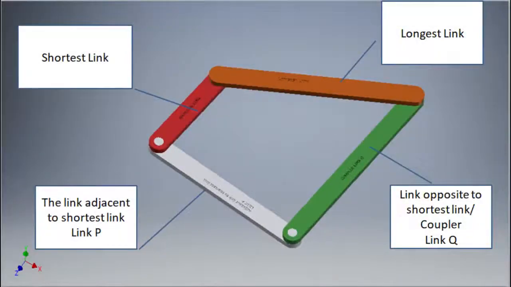Our mechanism has a shortest link, link S, which is indicated with red color. There is a largest link, link L, represented by orange, and a link adjacent to the shortest link, link P, which has white color, and also a coupler, link Q, with green color.